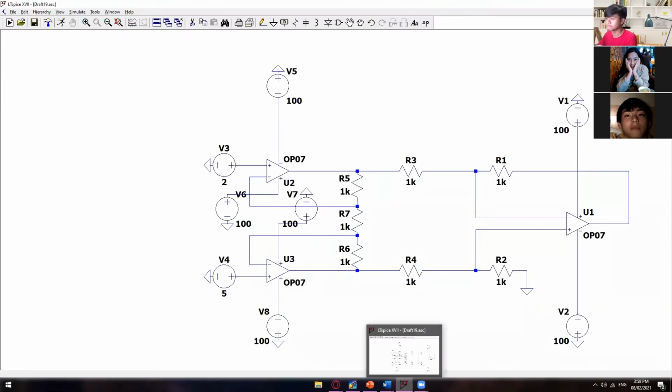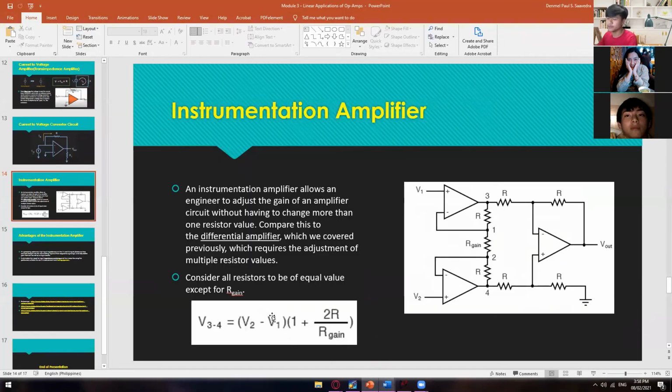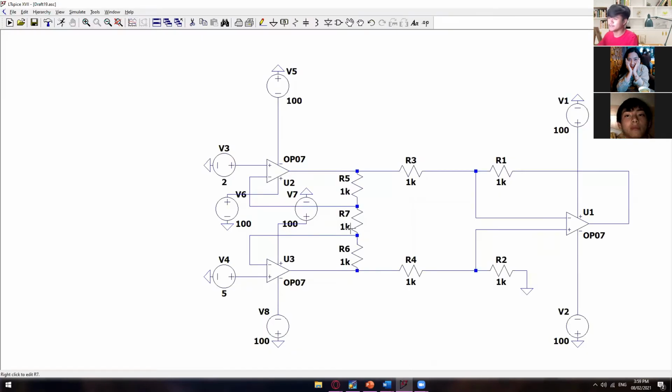So we have V2, which is equal to 5 volts, and then V1, which is equal to 2 volts. So I will also use my calculator. So 5 minus 2, and then 1 plus, so your 2 here is still 2, and then your R here is the equal value of resistors, which is 1K. Okay. And then for the R gain, what we have set in here is also 1K. So just put there also 1K.